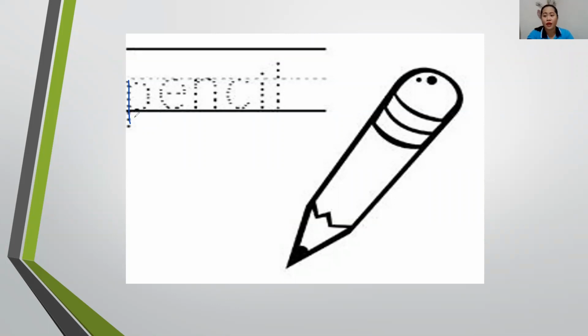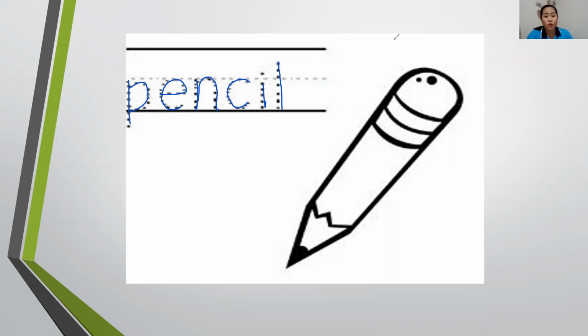P-E-N-C-I-L. Pen has three letters. How many does pencil have? 1, 2, 3, 4, 5, 6. P, E, N, C, I, L. Pencil. Okay, pencil.